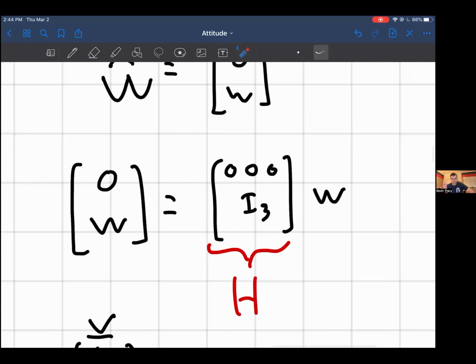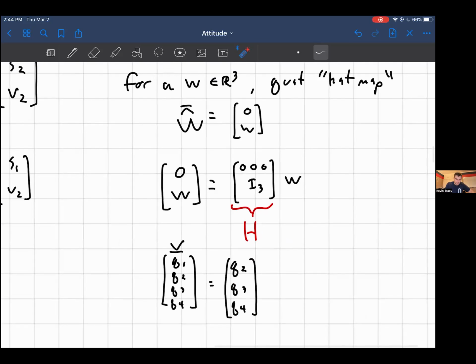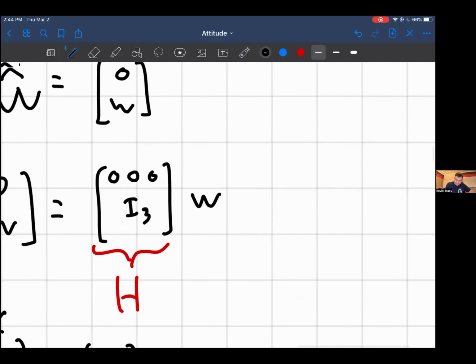And again, we can write this down using our red terms. Remember, this is us writing down the quaternion stuff in matrix math. So I can have this H matrix, and H will take a normal vector and convert it into this.